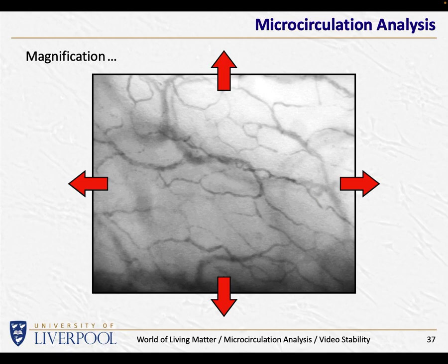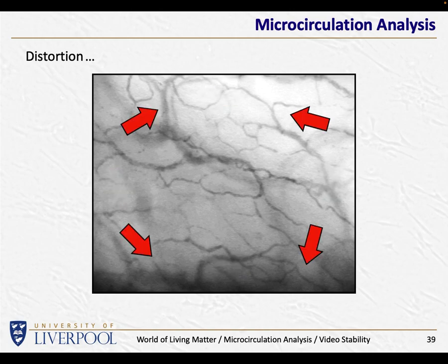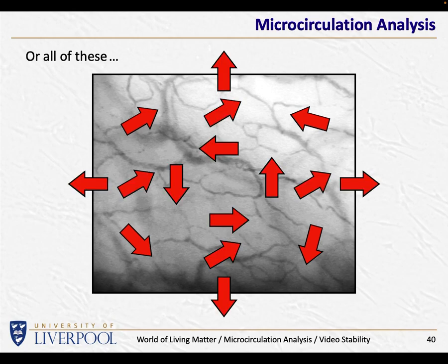It also might change magnification, because that depends on how much you press the microscope into the bottom of your tongue. It might also rotate because, again, your tongue will move and might rotate slightly. It might distort because we're talking about tissue, and tissue is not solid in the sense that it can distort depending on how much pressure you apply. But actually, it's going to be all of those. It's not just one or two.